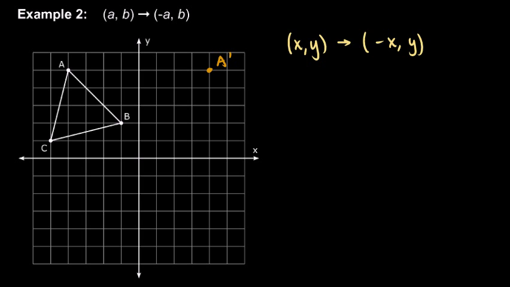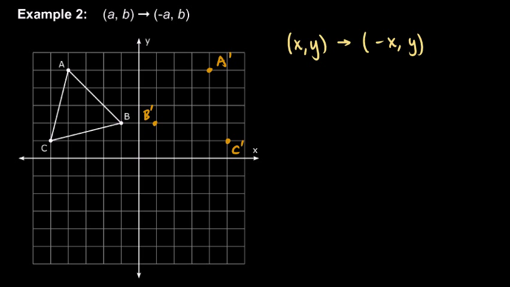And then point B here is at negative 1, 2. That becomes positive 1, 2. Just looking at the coordinates there, so point B primed ends up there. And point C over here at negative 5, 1 becomes positive 5, 1. So point C primed is right there. And you can see we have another triangle.